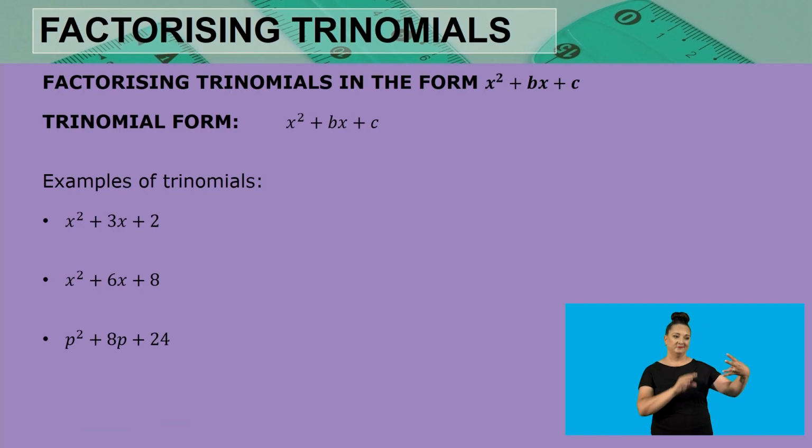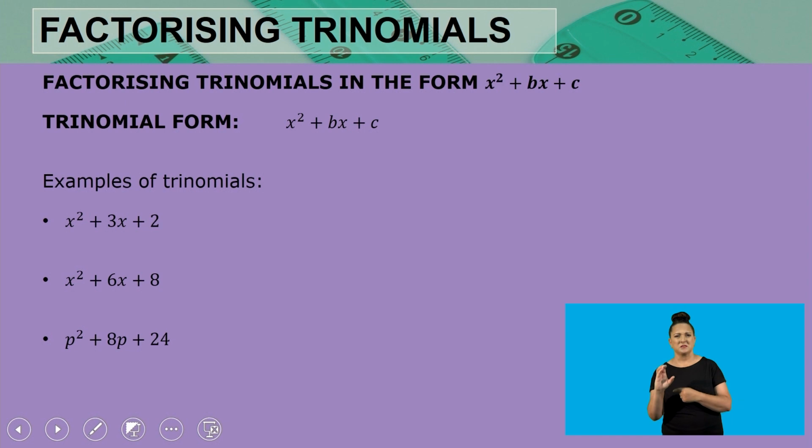Now this is when our variable is a p, but it still represents the same form of x squared plus bx plus c. Let's see how we can factorize a trinomial in this form. Remember, factorizing means we are finding the factors of this trinomial. So we are going to look at it using two methods.